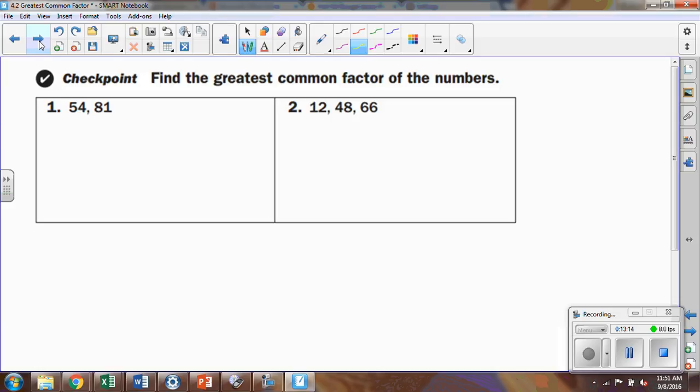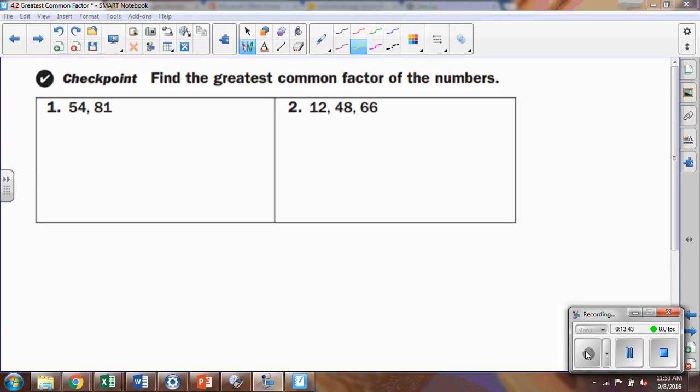Now, picking whatever method you want, whether we do a list method or we do a factor tree method, prime factorization method, let's get the greatest common factor. Right, so we're only going to do one, so please give me a quick show of hands. Who wants to do number 1? Who wants to do number 2? All right, so number 1 wins out. Are we going to use the list method or the factor tree method?